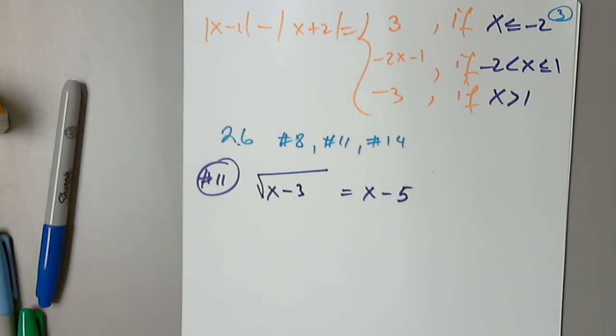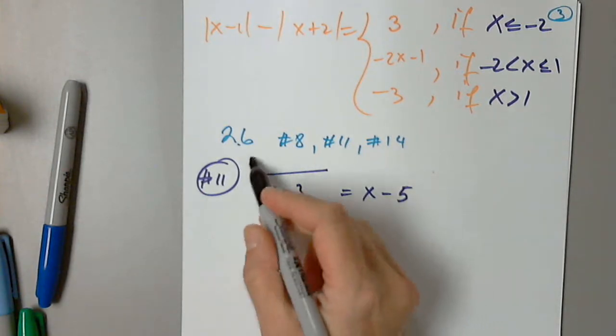So can anyone tell us what type of equation this is? It is a radical equation. Second question I ask myself is, how many radicals does it have? One. Is the radical isolated? Alone on one side, nothing else touches it? Yes. Good. So then what is my next step?